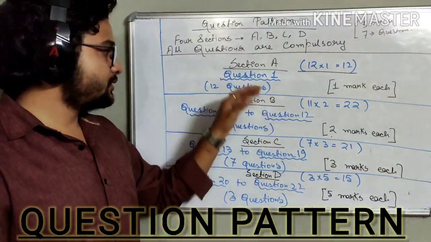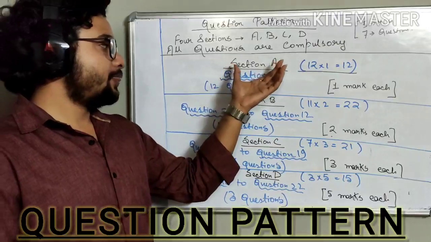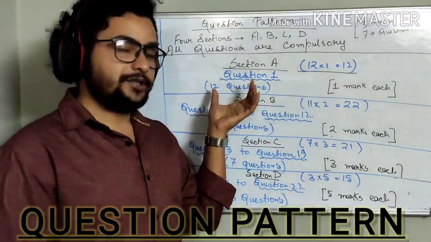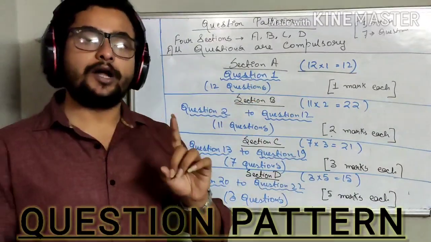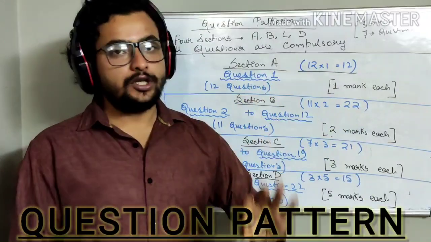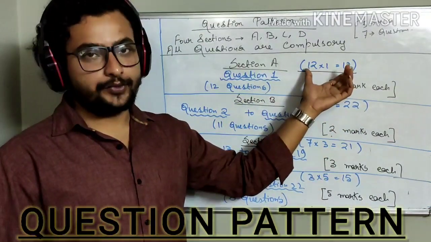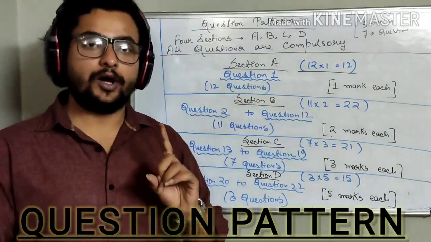So there are 4 sections, section A, B, C and D. Section A will consist of 12 questions, carrying 1 mark each. So in total there will be 12 marks for section A. 12 questions, 12 marks, 1 mark each.